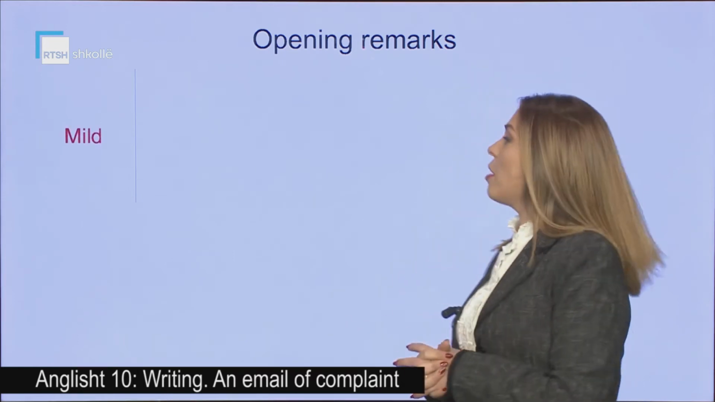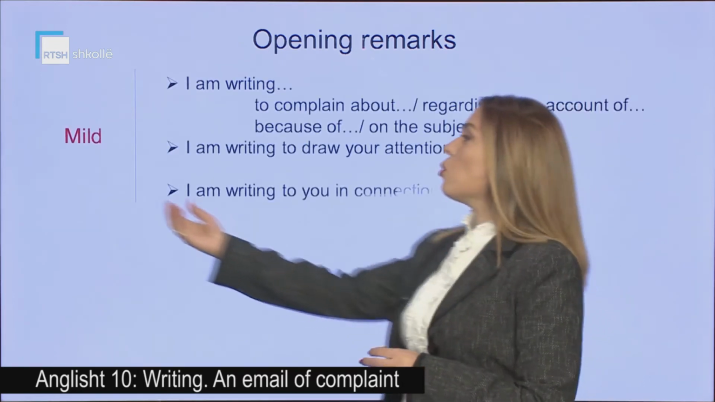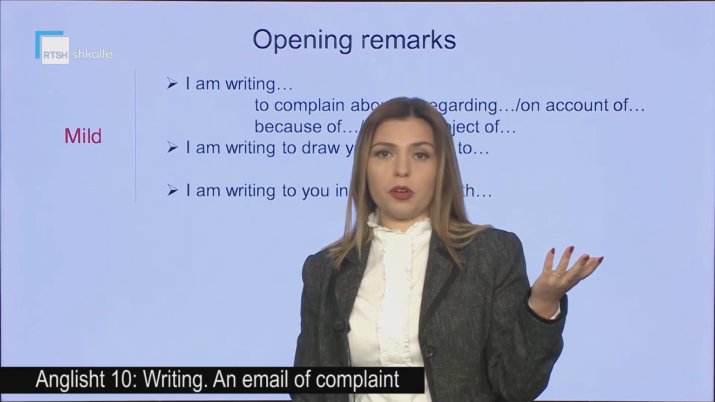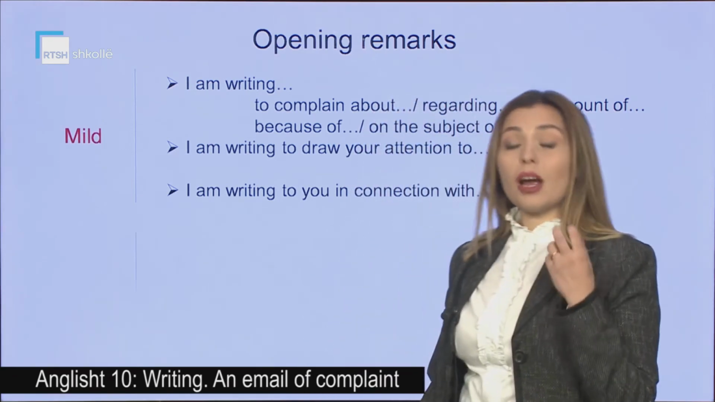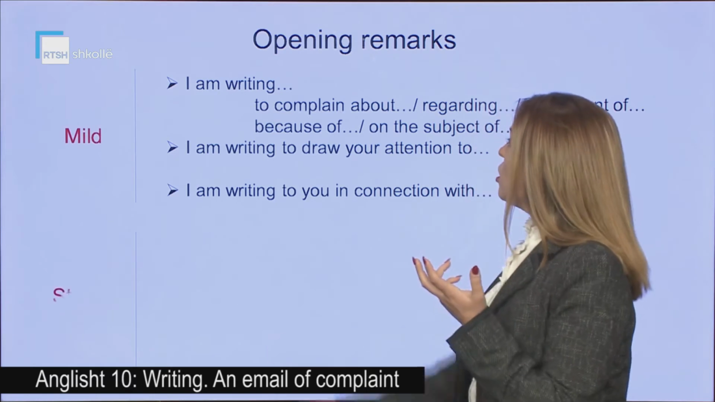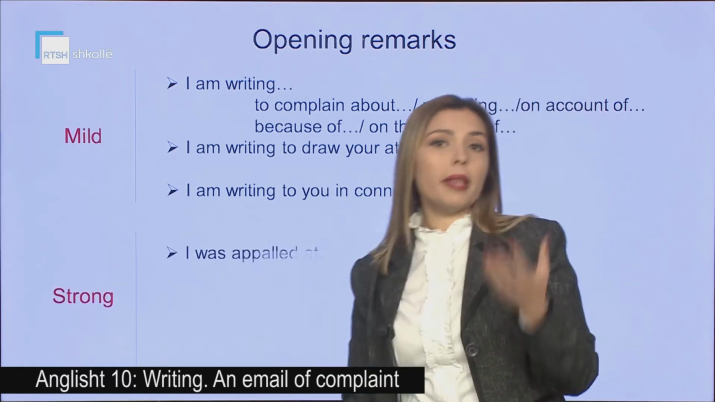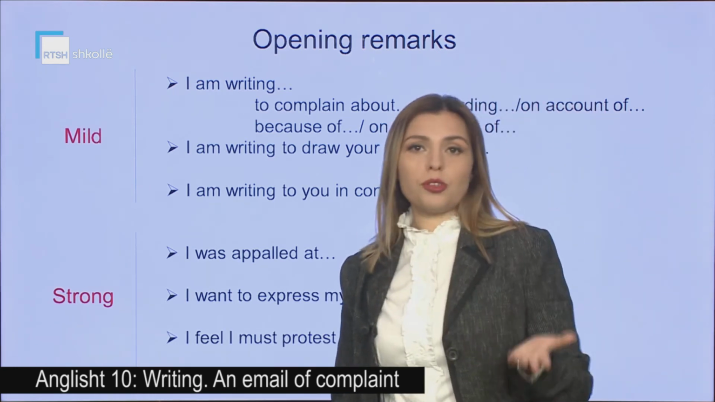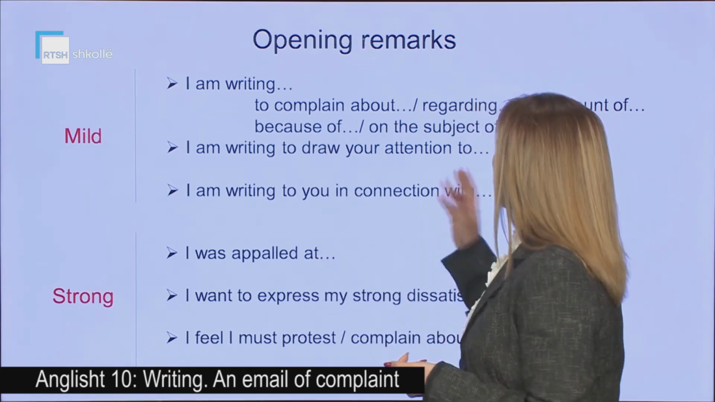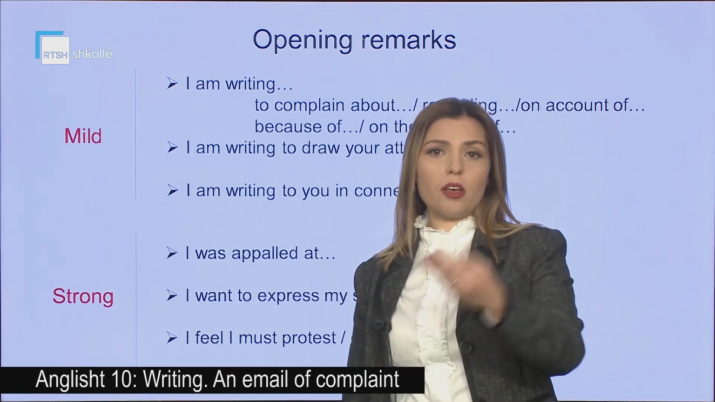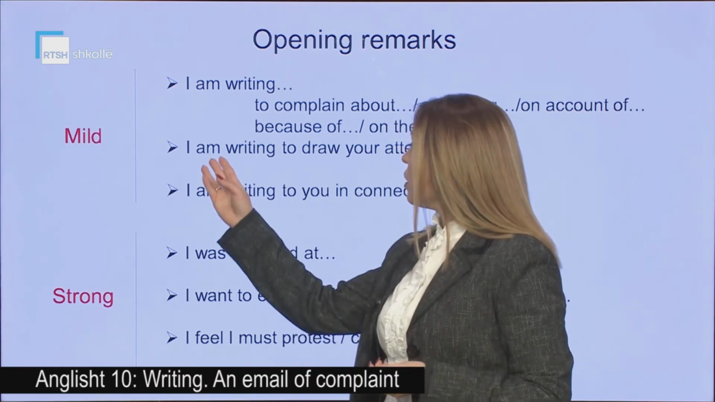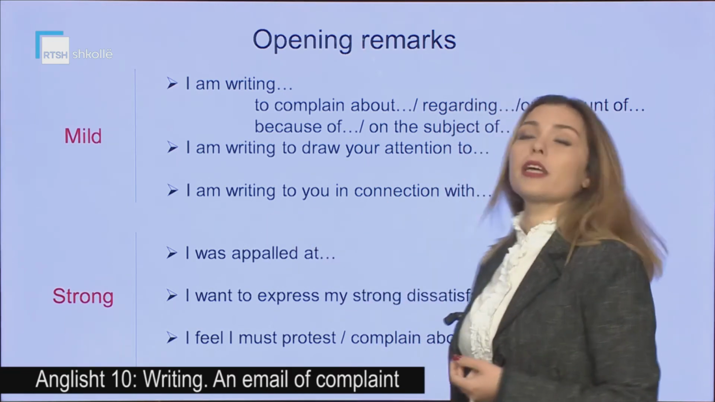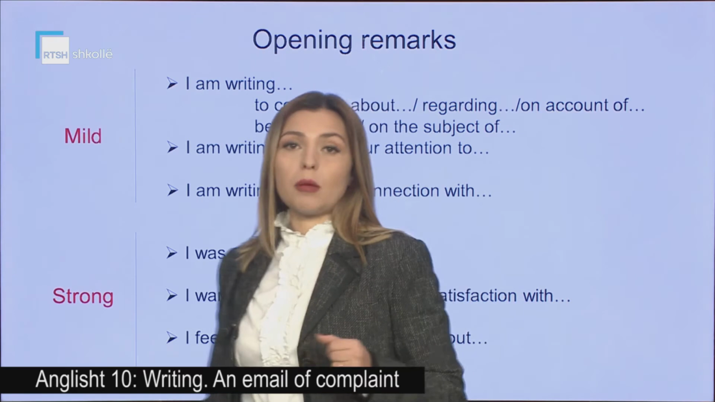So in the first paragraph, if the tone is mild, so it's okay, I bought something and I want to replace it, for example, then our tone is mild, not that strong. So we can say, I'm writing to complain about something. I'm writing regarding that pair of trousers that I bought. I'm writing because of the service that I got in your hotel. I'm writing to draw your attention to something specific, or I'm writing in connection with this specific subject.